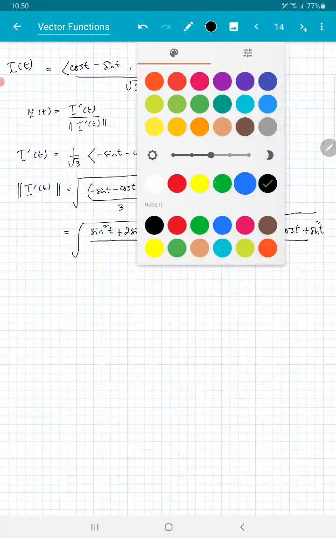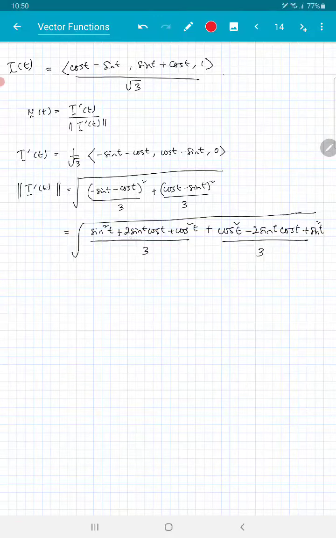Now we can simplify this. Here we have 2 sine t cos t over 3, and here we have negative 2 sine t cos t over 3, so that gives us 0. Then we have sine squared t plus cos squared t, which gives us a 1, and cos squared t plus sine squared t is a 1 as well. So we have the square root of 1/3 plus 1/3, which is the square root of 2 over 3. So that is the magnitude of T prime.